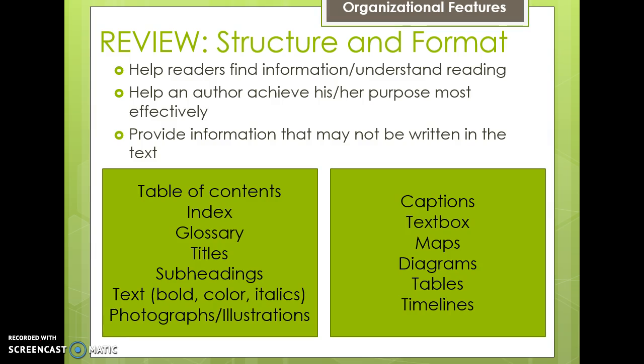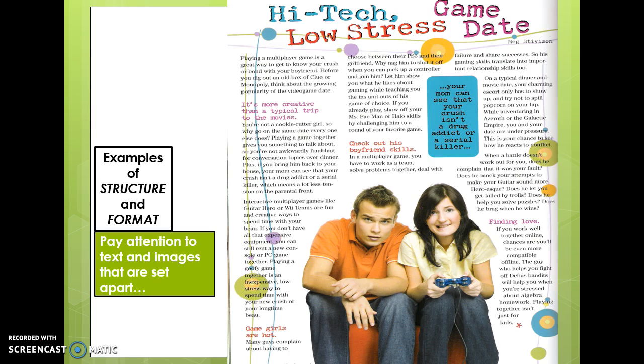Examples include the table of contents, index, glossary, titles, subheadings. It could be text, bold text, colored text, italics, photographs, illustrations, captions, text boxes, maps, diagrams, tables, and timelines. And you can find examples of all of these posted in our course. Let's look at some examples of structure and format really quickly.